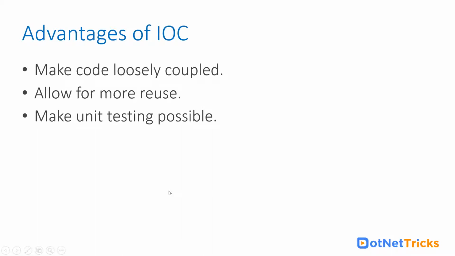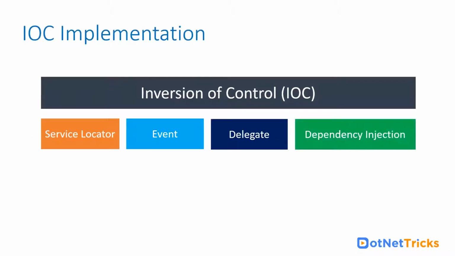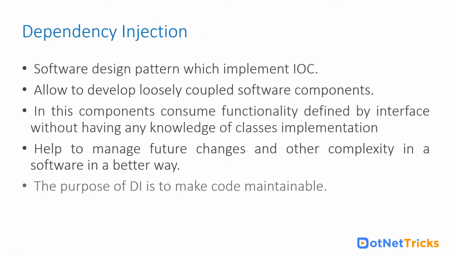If you look at the advantages, you will find it makes the code loosely coupled. It allows us to write more test cases, because for unit testing, your code should be loosely coupled. If your code is not loosely coupled, you cannot write unit test cases. And what are the various IOC implementations? These are the various IOC implementations: service locator pattern, event, delegate, dependency injection. Dependency injection is a software design pattern which implements IOC.